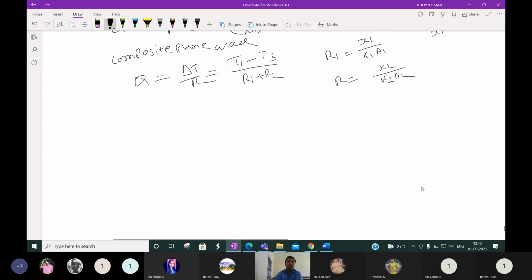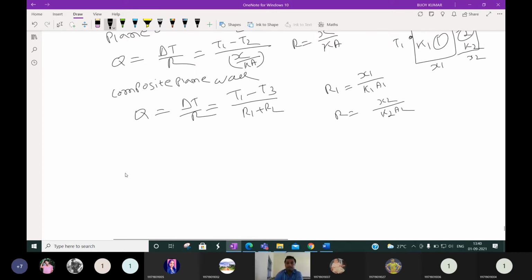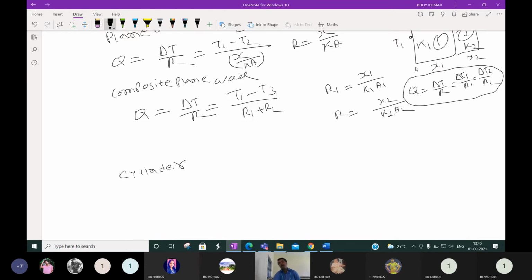Next, what we discuss for the cylinder. Another thing we discussed: Q is equal to delta T by R, which is equal to delta T1 by R1, equal to delta T2 by R2. Just remember these things. After reading the problem, if you can draw the diagram and use this formula, you can solve any problem.